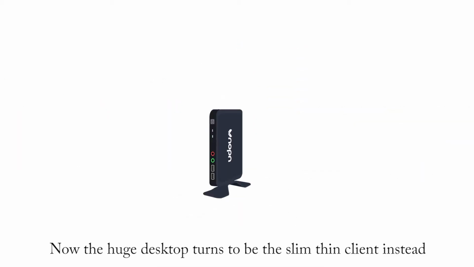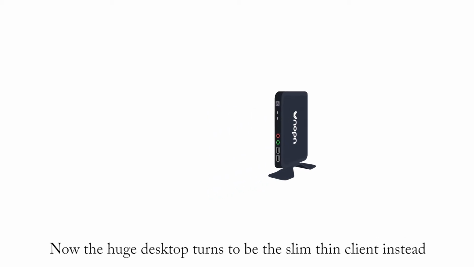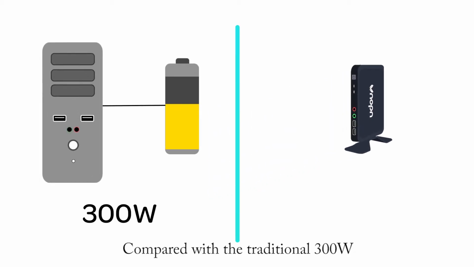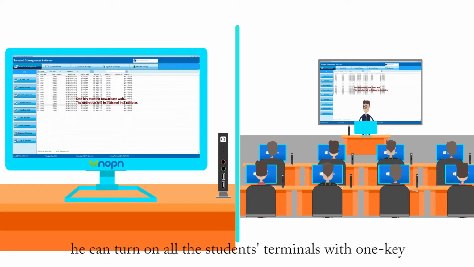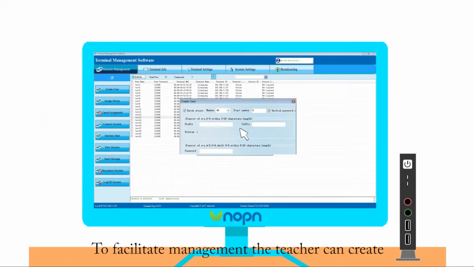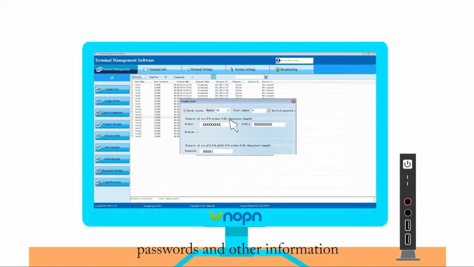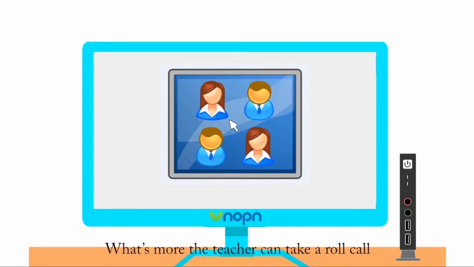Now the huge desktop turns to be the slim thin client instead. Compared with the traditional 300 watts, now the power consumption is 5 watts only. When the teacher gets ready for class, he can turn on all the students' terminals with one key. To facilitate management, the teacher can create and modify in bulk the terminals' names, passwords and other information. What's more, the teacher can take a roll call and record students' attendance during class.